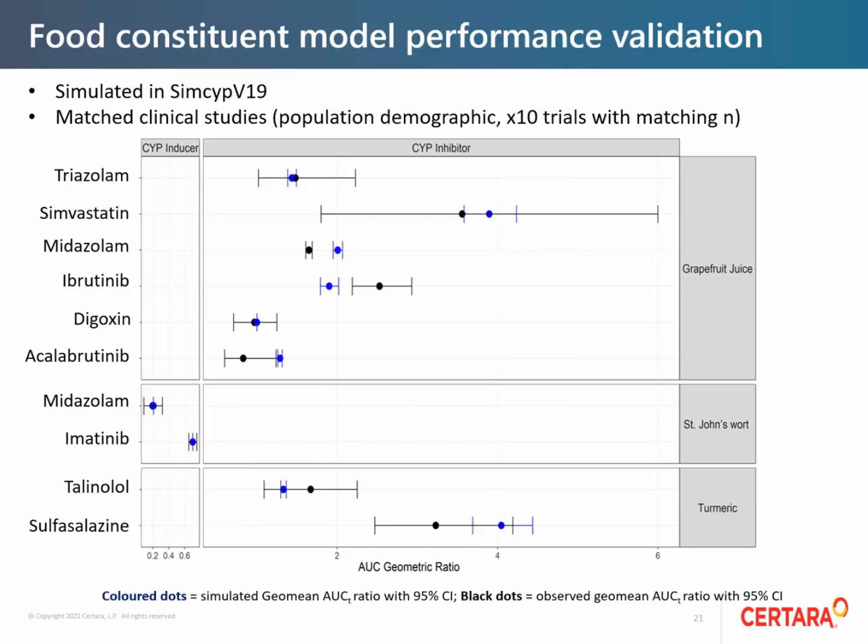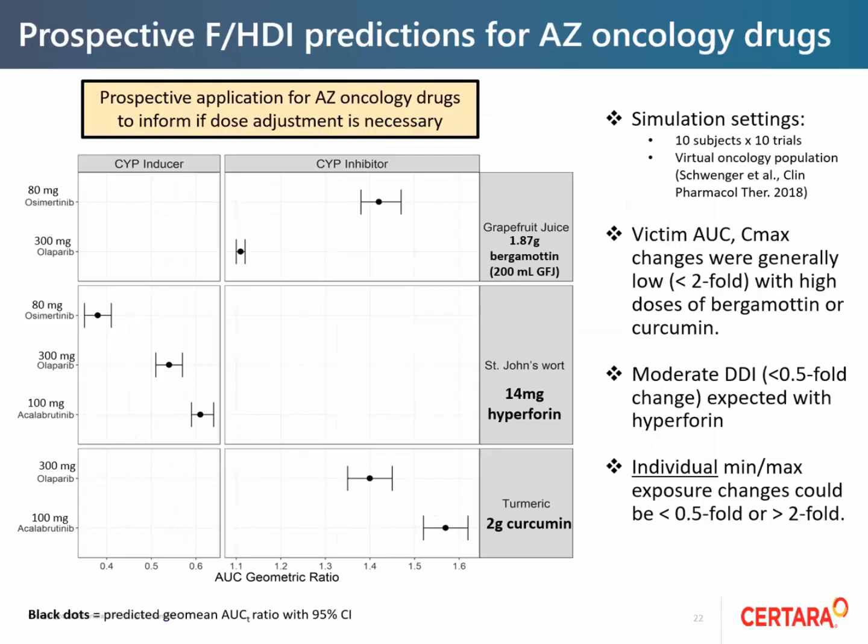And you can see for bergamottin and grapefruit juice, hyperforin and St. John's wort, and curcumin found in turmeric, generally the predicted AUC ratio from the perpetrator is being recovered fairly well. Now that this validation has been done, we can then move on to prospective predictions in AstraZeneca's oncology drugs. The simulation was done in an oncology virtual population just to make it much more physiologically relevant.